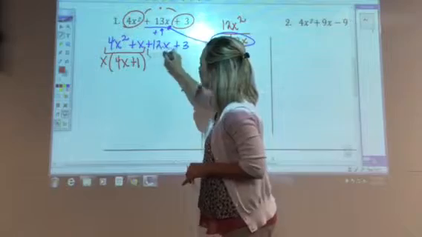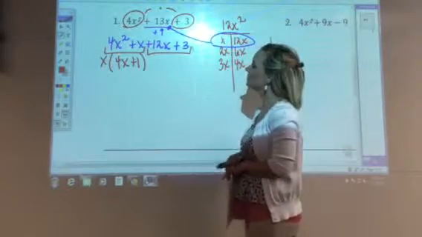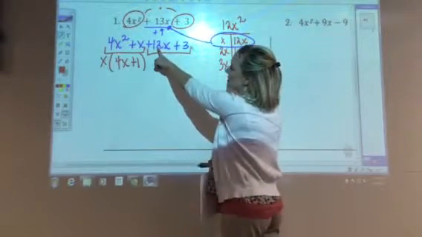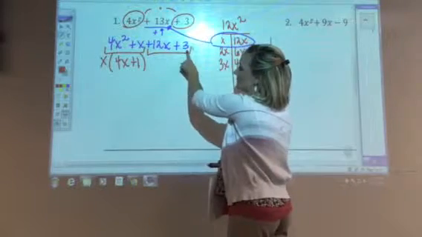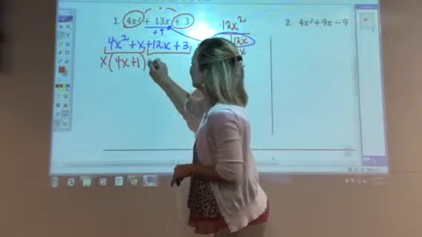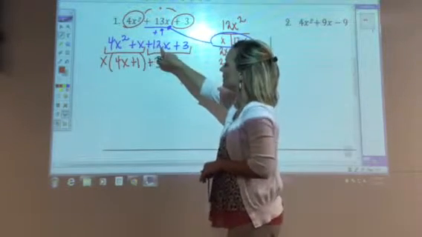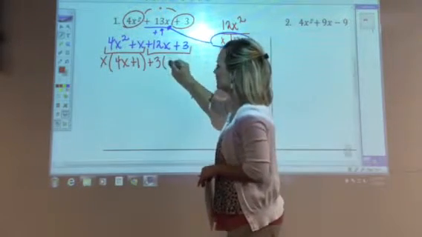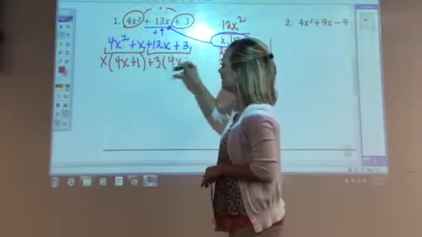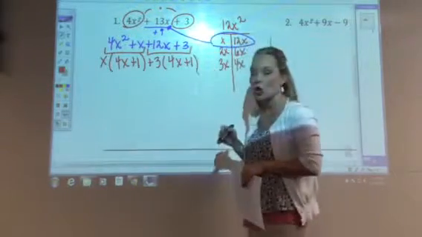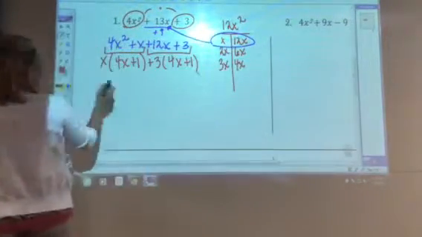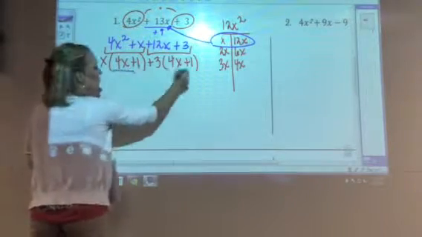Now I look at the other two. What can I factor out of both of these? 12 is divisible by 3, just like this is divisible by 3. So I'm going to go ahead and take out a positive 3 that it's divisible by. When I take 12x and I divide it by 3, that gives me 4x, and 3 divided by 3 is a plus 1. Notice that my parentheses are both the same, which is what I want.